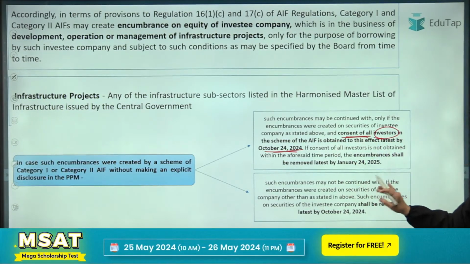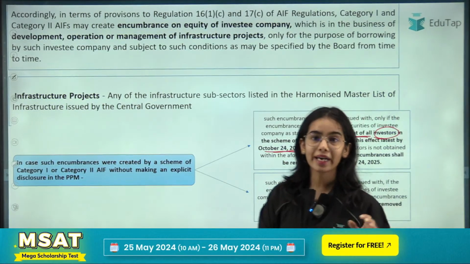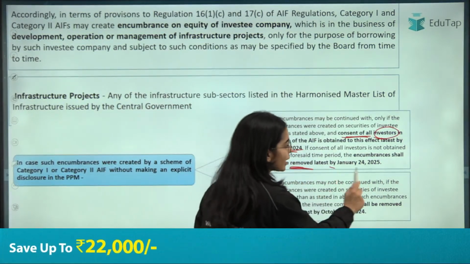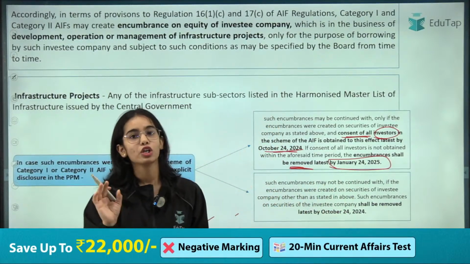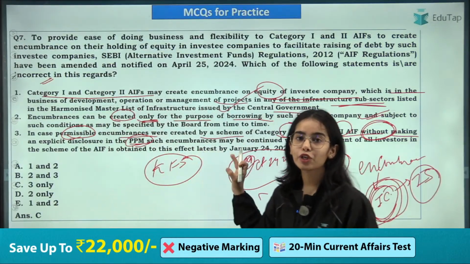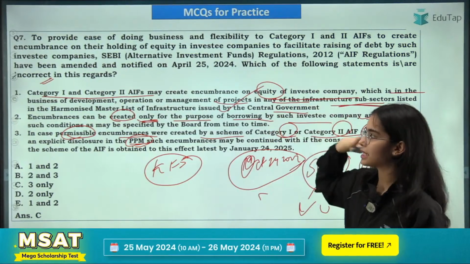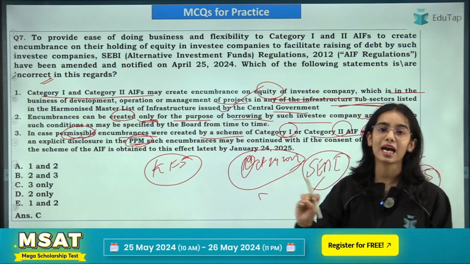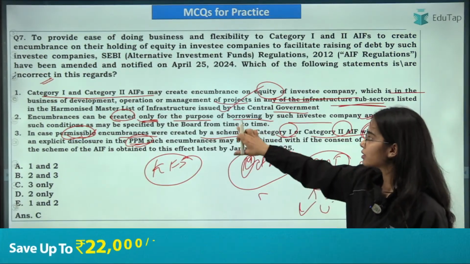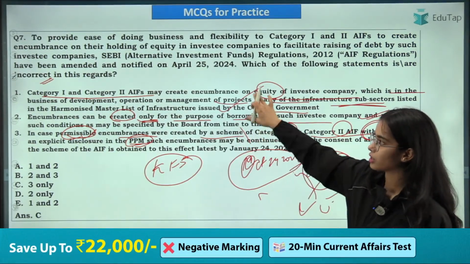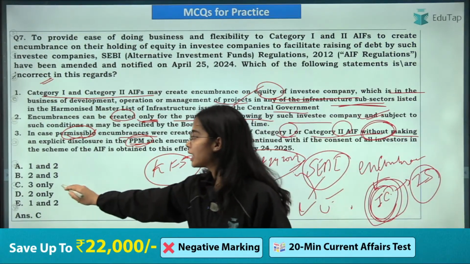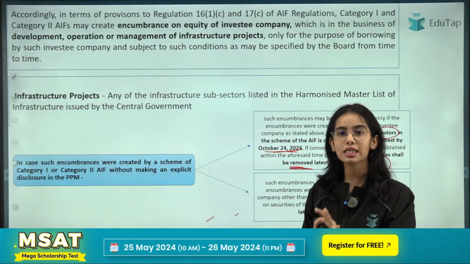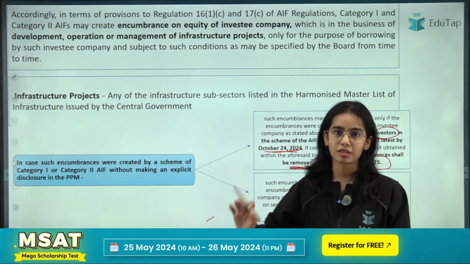And if the consent is not taken by October 24, 2024, then they have to remove the encumbrances by January 24, 2025. So this is the idea, okay, that the permissible encumbrances can be created, but the consent has to be taken. So here only the third statement was wrong. The first and second were correct, and you had to tell the incorrect statement. So C is the right answer here. All the students that have given the C answer can give themselves 2 marks, okay.